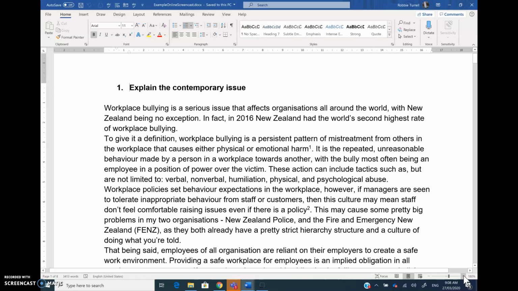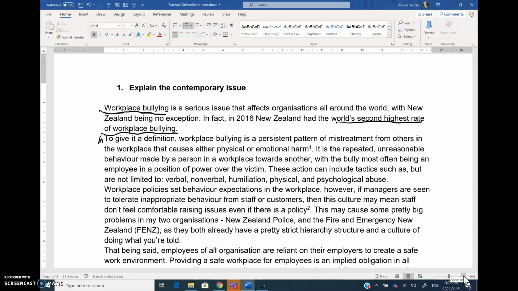So workplace bullying, so straight away we can see workplace bullying is the bit that this person is looking at. Good fact there, had the world's 2nd highest rate of workplace bullying. That is not a particularly good statistic to read. And then a nice definition. I like that. That is a really good thing to put.